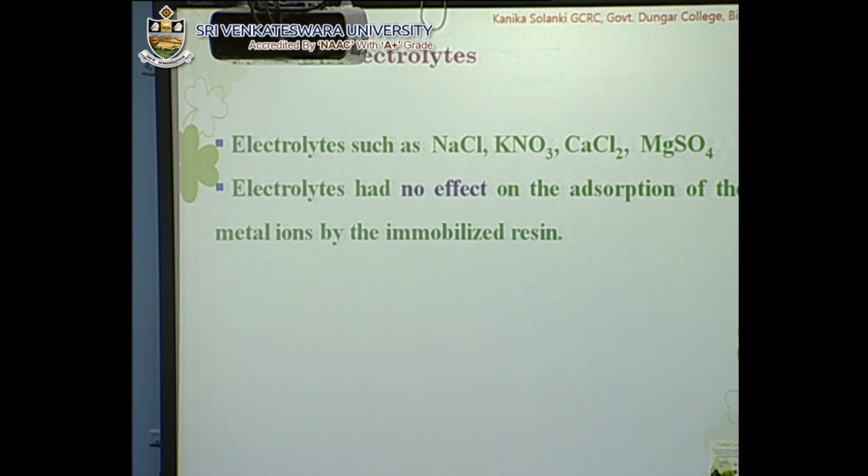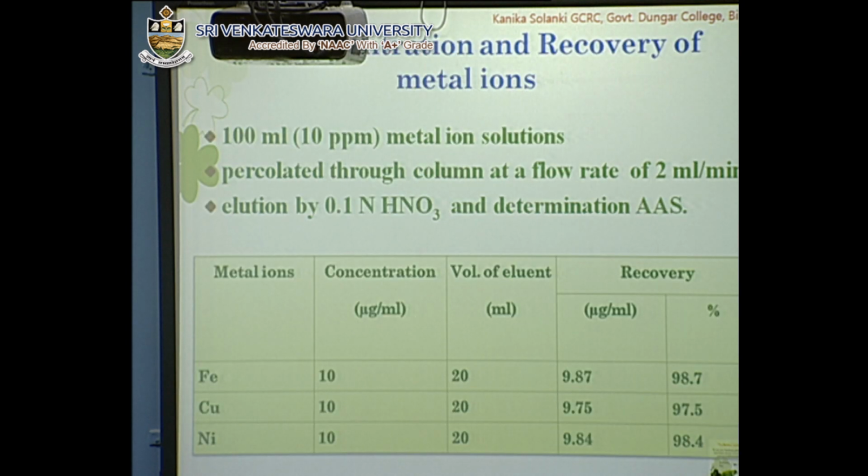The effect of electrolyte had no effect on the absorption of metal ions by the immobilized resin. The pre-concentration and recovery of metals, as you can see, we were able to recover 98.7% of Fe, 97.5% of copper, and 98.4% of nickel.